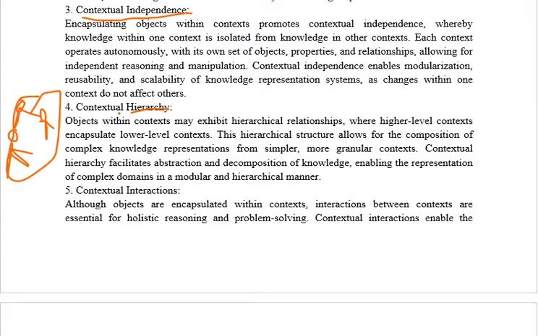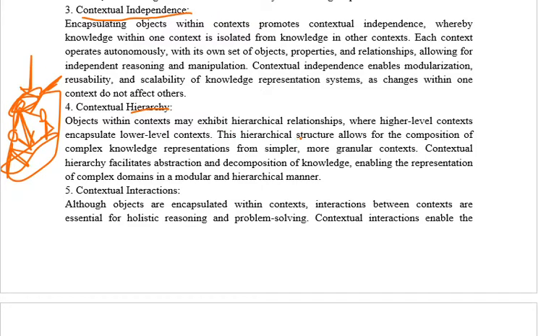Similarly, in this KRR, what is the contextual hierarchy? Objects within the context may exhibit hierarchical relationships. Hierarchical relationship means a tree-like structure, where higher level contexts encapsulate lower level contexts. Suppose this is the higher level context. This higher level context will be decomposed into the lower level contexts. The topmost one is the higher level context, and this will flow towards the lower level contexts. By seeing this diagram, you can understand.